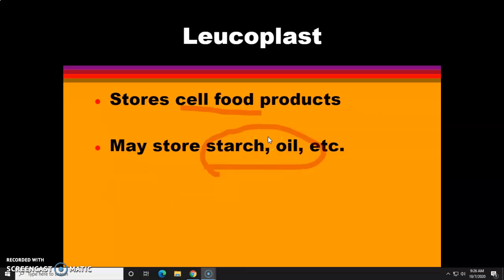And then there's the leucoplasts, and they store cell food. It could be starch. Think about a potato, how it's full of starch, or a rice grain. Or it could be oil, like in an avocado. It has a lot of oil in it. So it just contains the food for the plant.